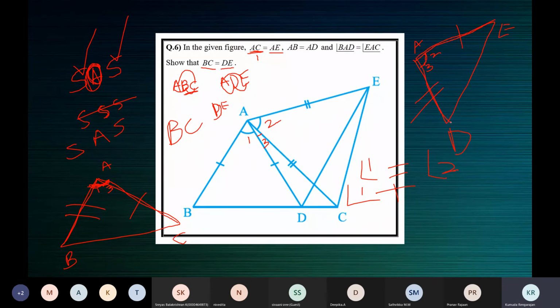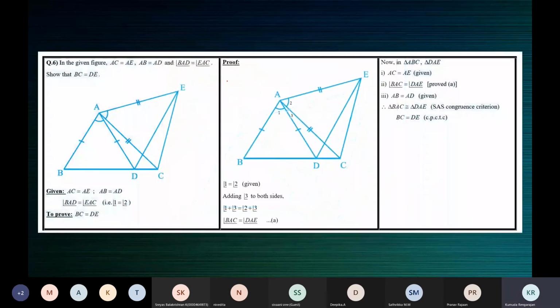Adding angle 3 to both the sides makes the complete angles on the two triangles. You will get this whole angle BAC is equal to this whole angle DAE, and that will make the SAS rule. The triangles are congruent. By CPCTC, BC is equal to DE.